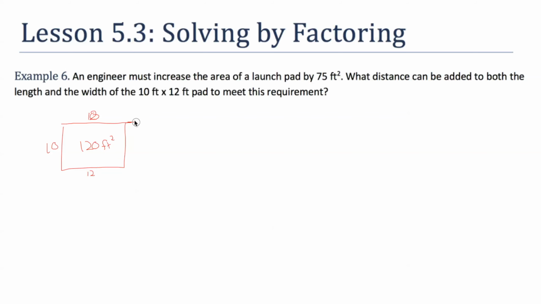So let's add some length here. We don't know what it is, so we'll say we're going to add x there. And it's still going to be this long, but then we have to add the same thing over here, another x. And that will give us our new launch pad. And this part down here should equal 75 feet squared.